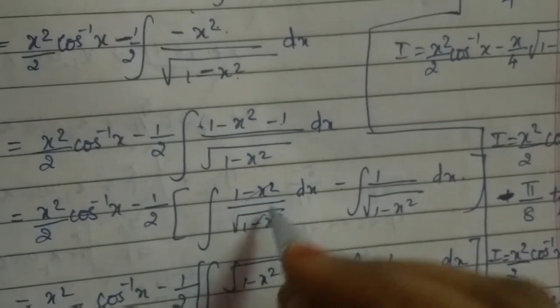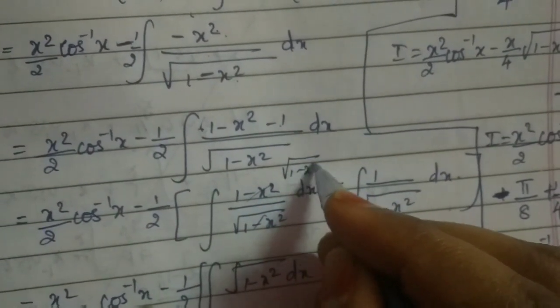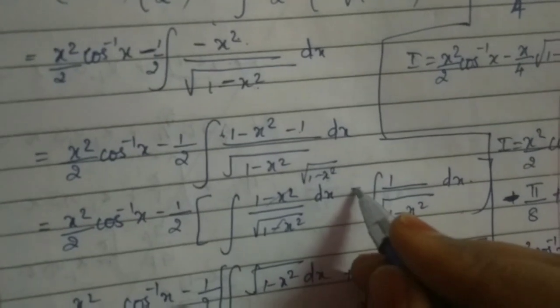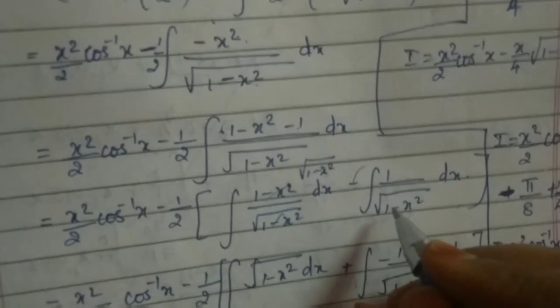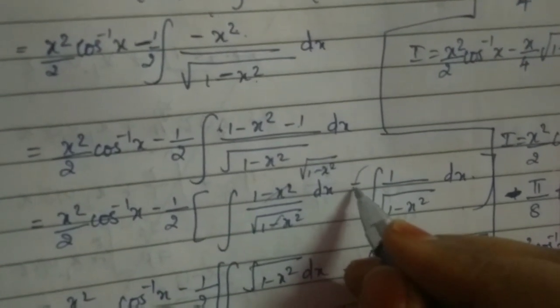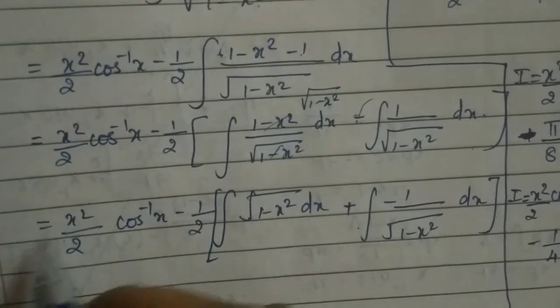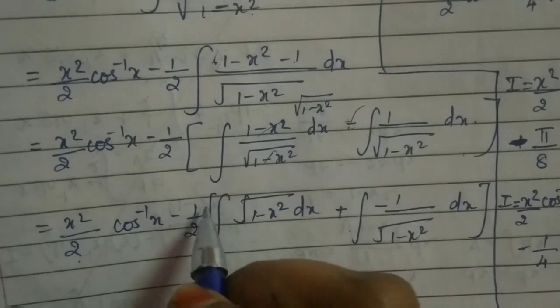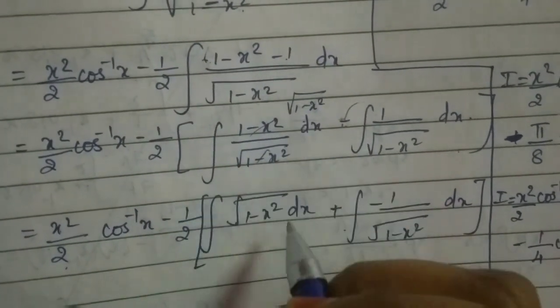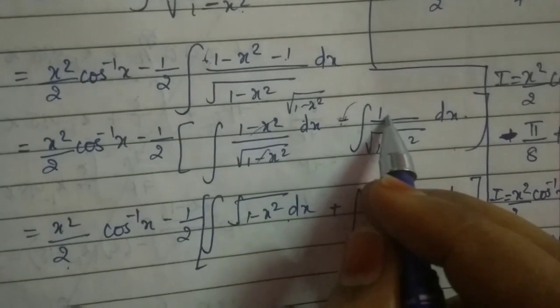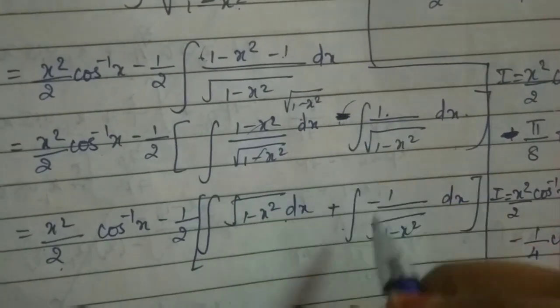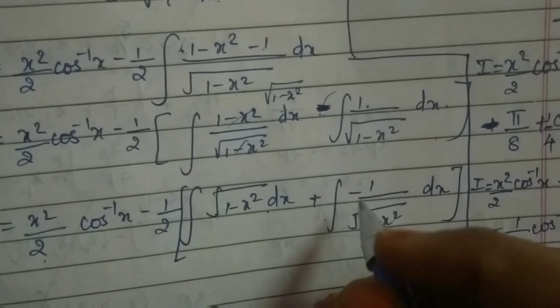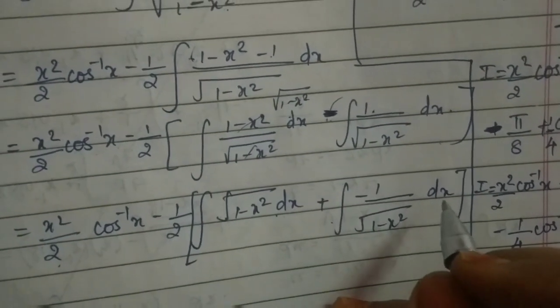So when you cancel, you will get root of 1 minus x squared. Now this is nothing but the question. What is the question? It's in cos inverse. So the answer should also be in terms of cos inverse. So this minus, when you take inside, this will become plus. That's what I have written in the next step. x squared by 2 into cos inverse of x minus 1 by 2 into integral. When you simplify this, this minus I have taken inside, and you will get minus 1 by root of 1 minus x squared dx.